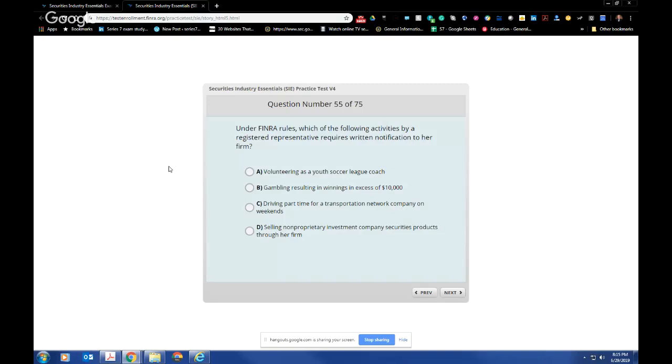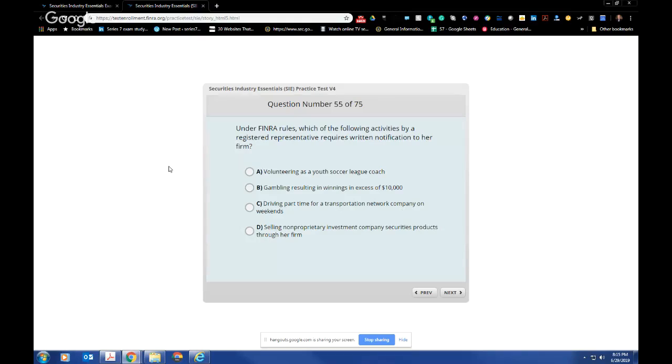Under FINRA rules, which of the following activities by an RR requires written notification to a firm? Volunteering, nobody cares. Gambling, well, it's good for you, you gamble, but you don't have to let them know. Driving part-time, ooh, that's a job. So yes, you have to let them know about a job. You don't need permission, you just need to notify.